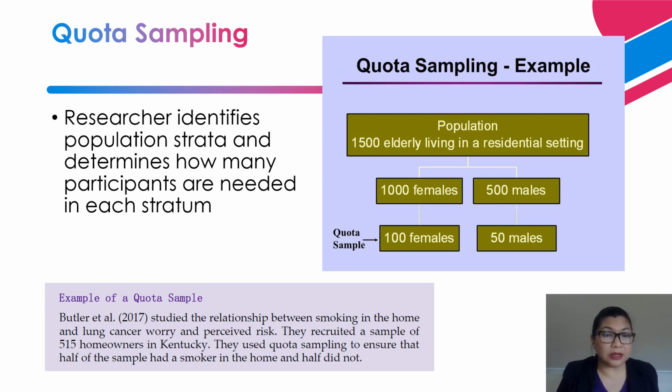This is also another example of quota sampling, where they studied the relationship between smoking in the home and lung cancer worry and perceived risk. They recruited a sample of 515 homeowners in Kentucky, and they used quota sampling to ensure that half of the sample were smokers and half were not.